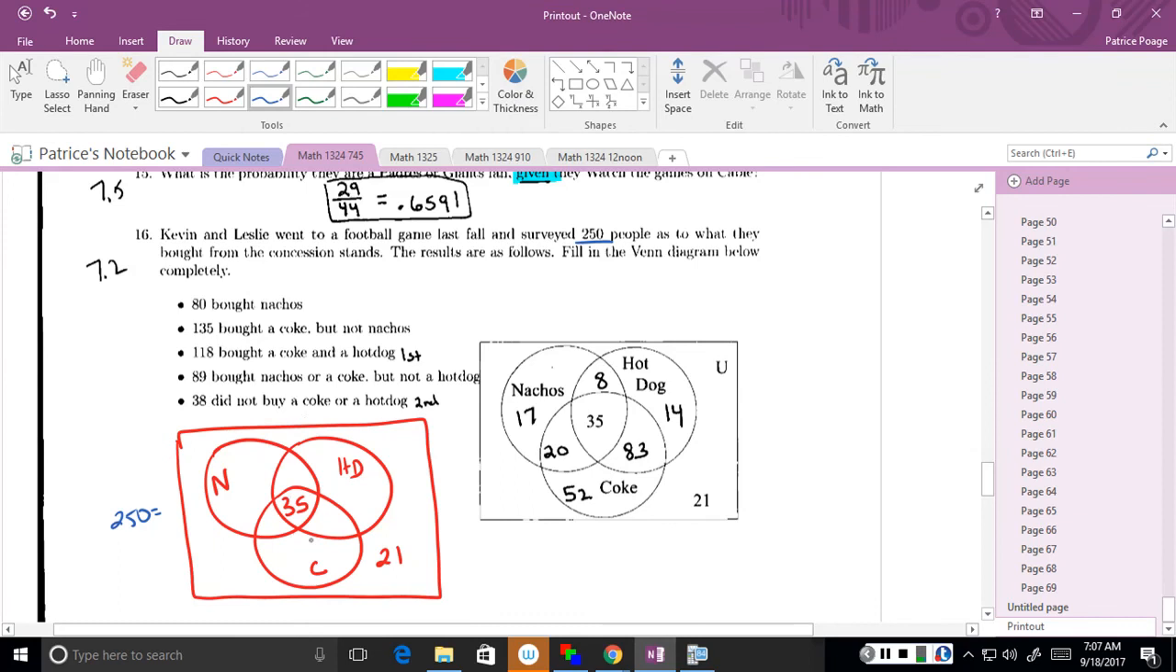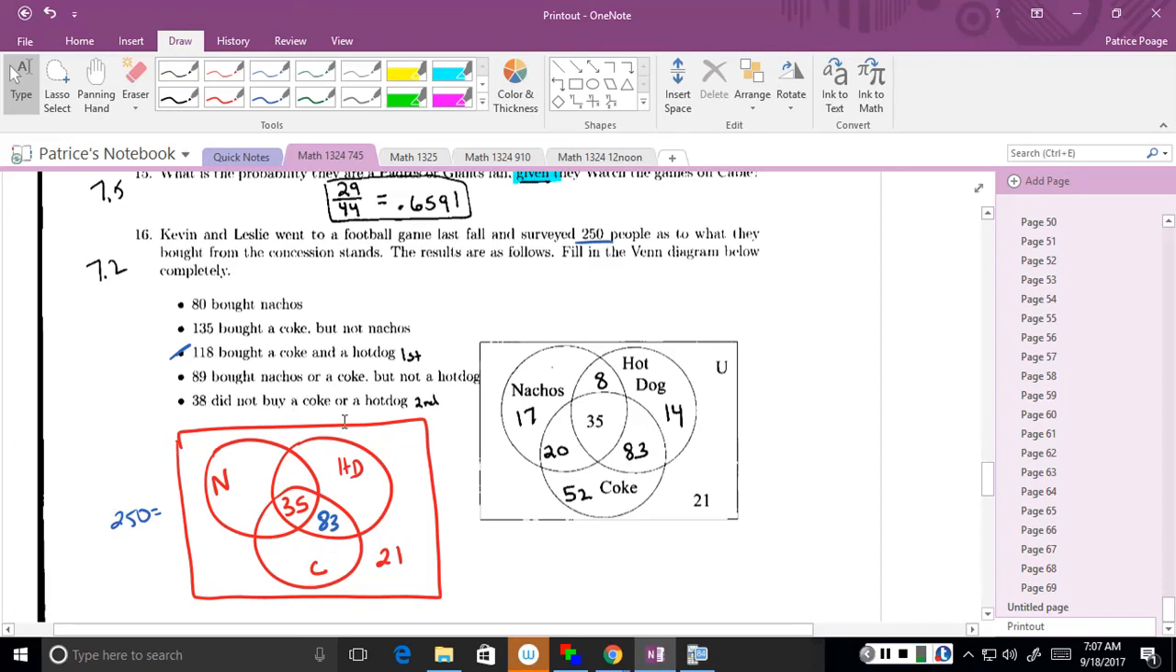135 bought a Coke, so we've narrowed it down to these four right here, but not nachos, so we've just narrowed it down to those 2. 118 bought a Coke, so we've narrowed it down to these 4, and a hot dog, so we narrowed it down to these 2. These 2 spaces bought a Coke and a hot dog, so I can do 118 minus 35, and I'll get 83. 89 bought nachos or a Coke, but not a hot dog. So these 3 will add up to that.